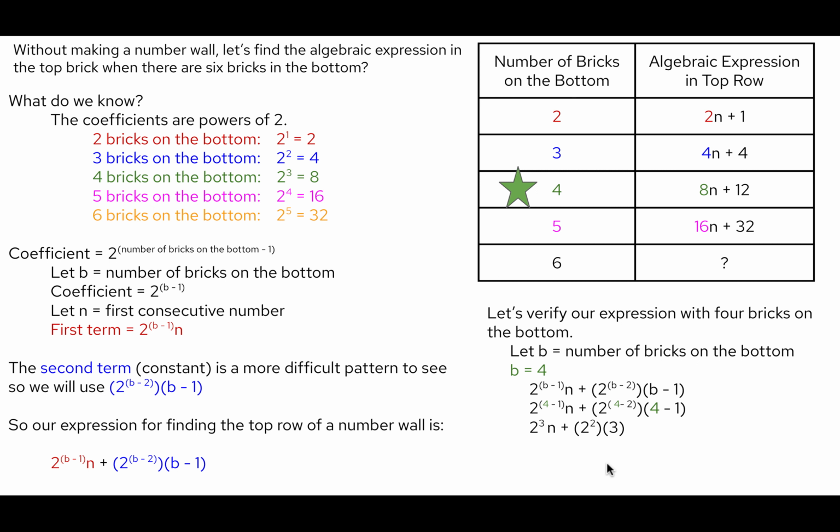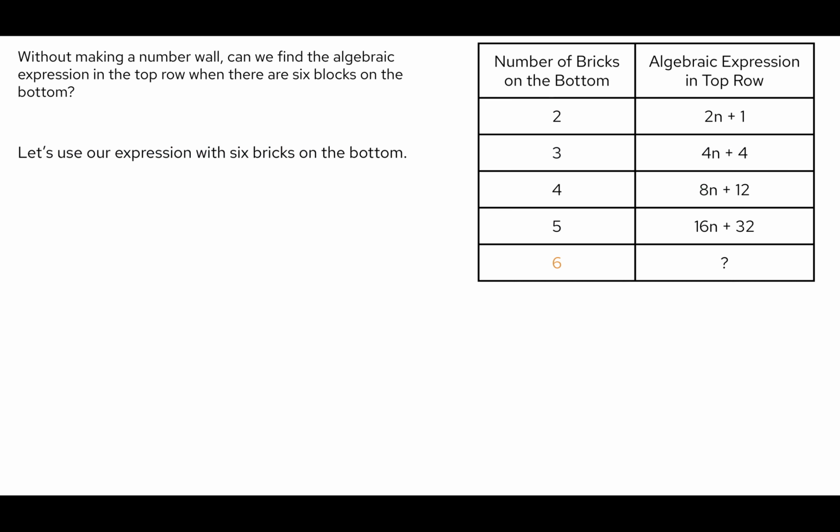Now, this doesn't look too hard. We can simplify that. 2 cubed is 8, 2 squared is 4, and the product of 4 and 3 is 12. So 8n plus 12. And it verifies. There we go. We have it. So it works with the one that we've already done. Now, let's see if we can do it with 6 bricks. Okay, B is the number of bricks on the bottom. We're going to use B as 6.